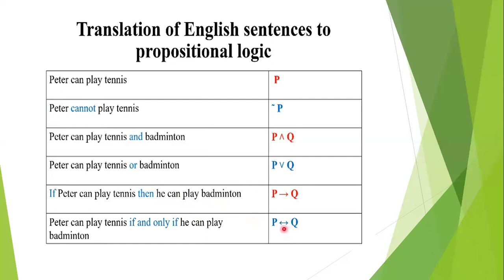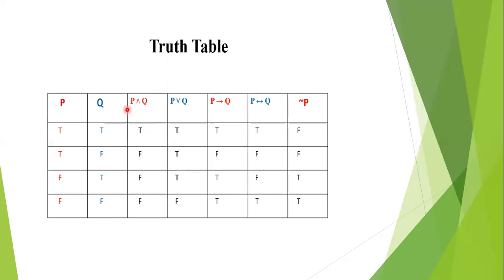Next, biconditional. Peter can play tennis if and only if he can play badminton. So in this way, a single statement we can see the variation of it using the connectives. Corresponding truth table for it. This is a similar truth table we have been learning from our school days.